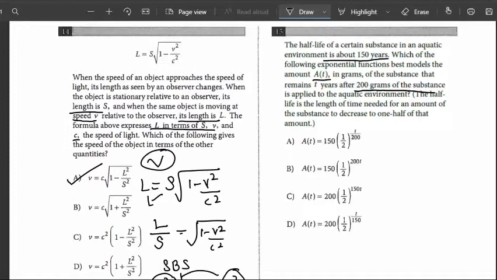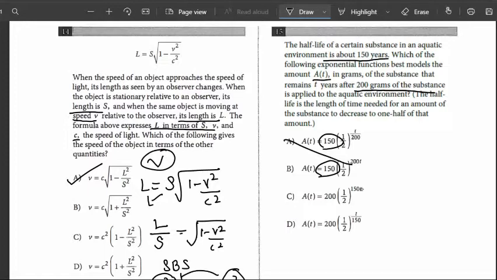Okay. So since it starts off with 200 grams, we can cut out these two options because it has 150 over here. So that'll be wrong. Now let's see. After 150 years, it should decrease to 1/2 of its amount.